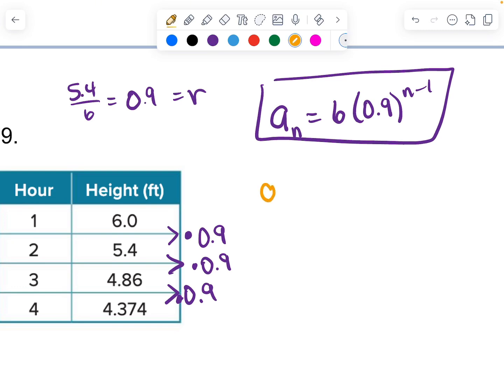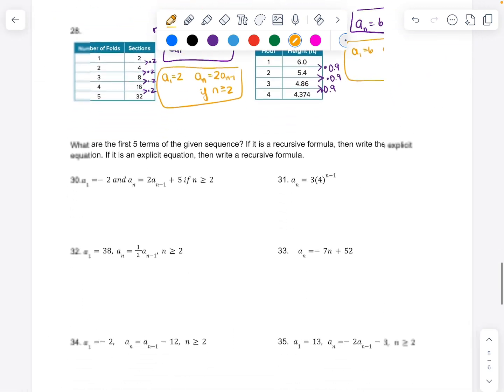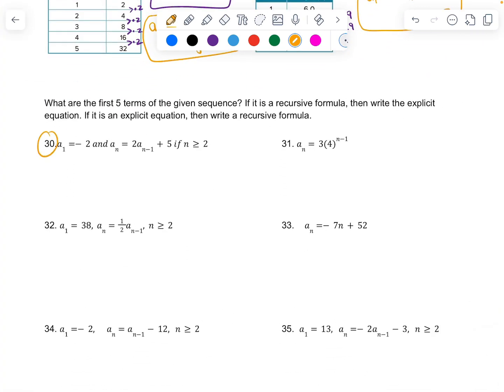My recursive formula: A sub 1 equals 6, where A sub n is equal to 0.9 times the previous amount, and we have to start at 2, the second term. There we go. So this next one. Now, I told you guys you didn't need to do the explicit formula for these two problems. You're just going to be finding the terms for those two. But you are going to be finding either the explicit or recursive for the other ones.